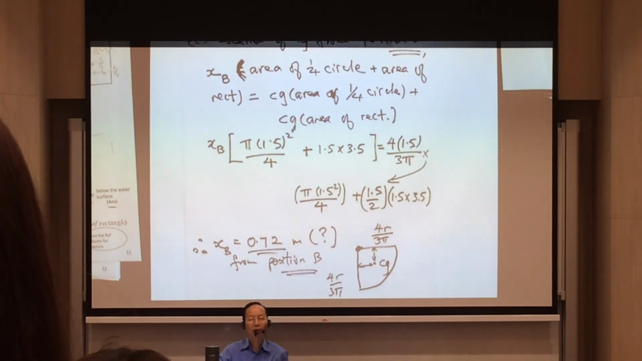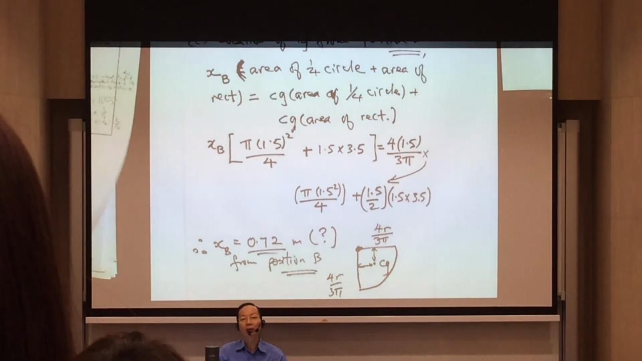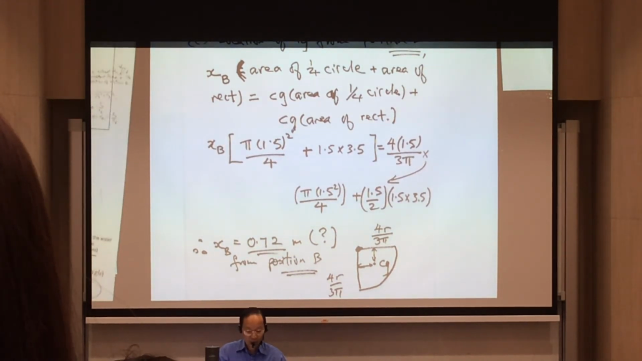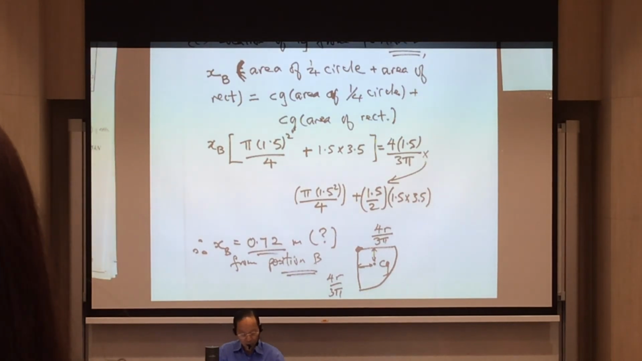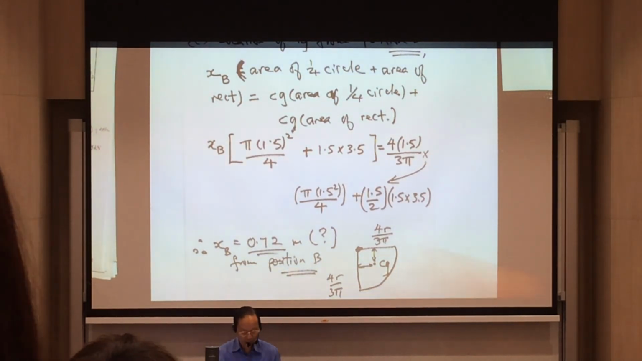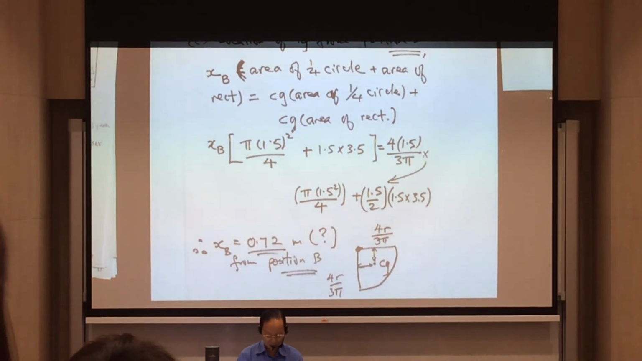So if you understand this, I tried to go through this very slowly. If you still don't understand, go back and go through this a few times. It becomes clearer. Of course, if you still don't understand, you can come and ask me. My email is available, and I'll give it to you. That's all.